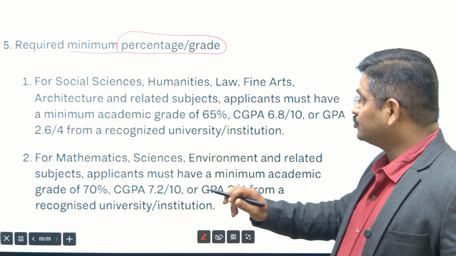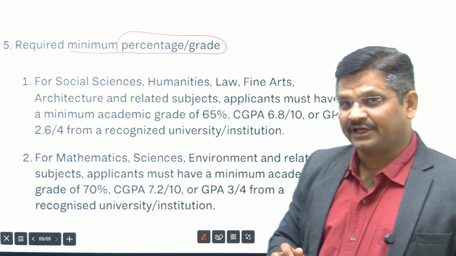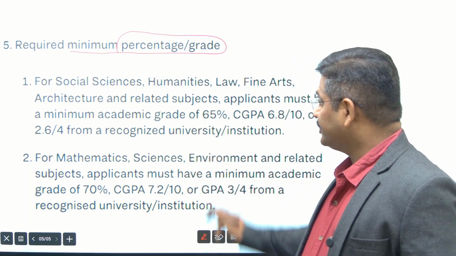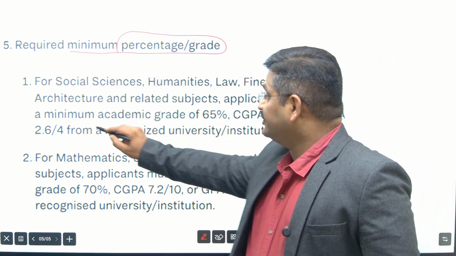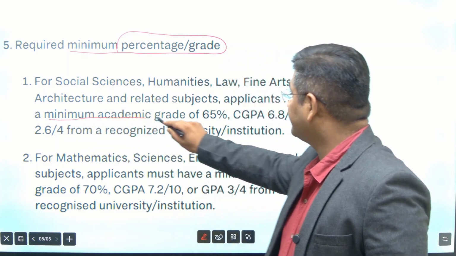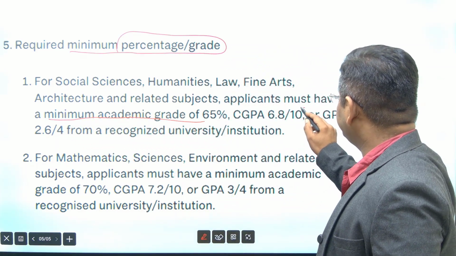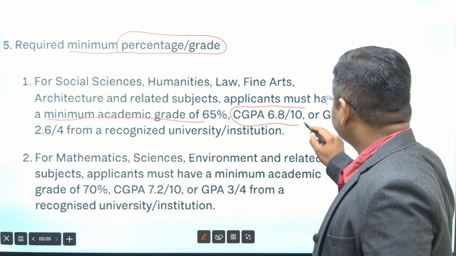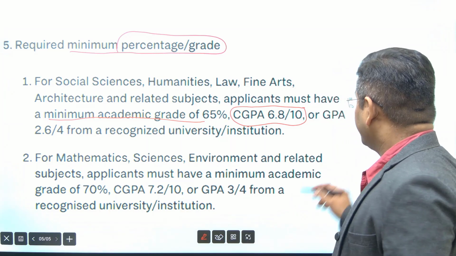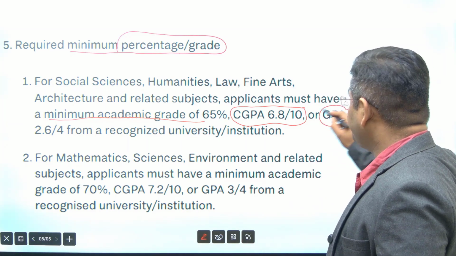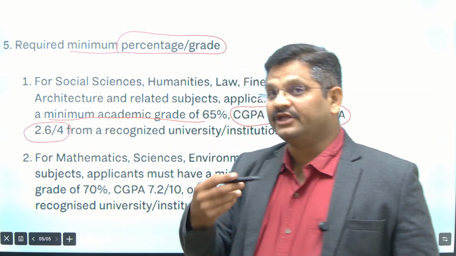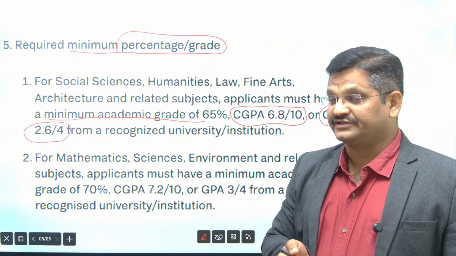My attention is towards the application for abroad studies, which clearly mentions the first point: they need a minimum grade. This is a minimum academic grade, that is a CGPA of 6.8 out of 10. This is the first criteria. The second criteria is a GPA out of 4, where the university particularly needs 2.6.